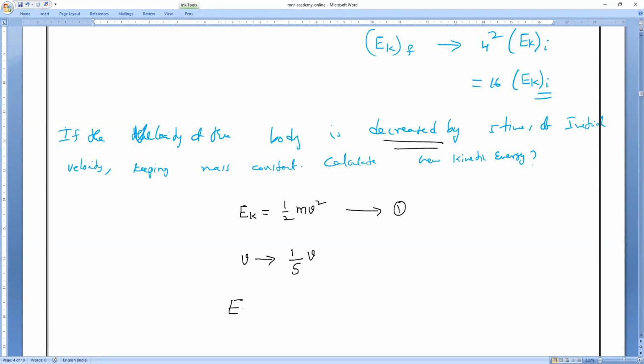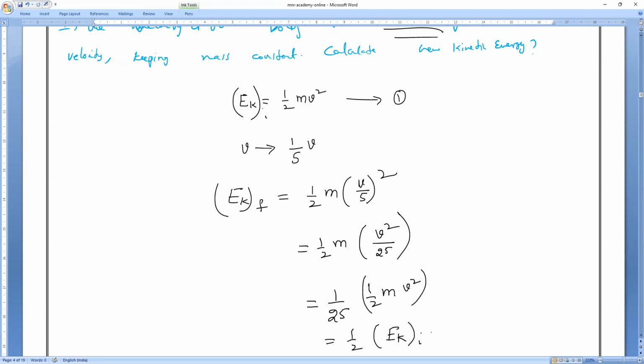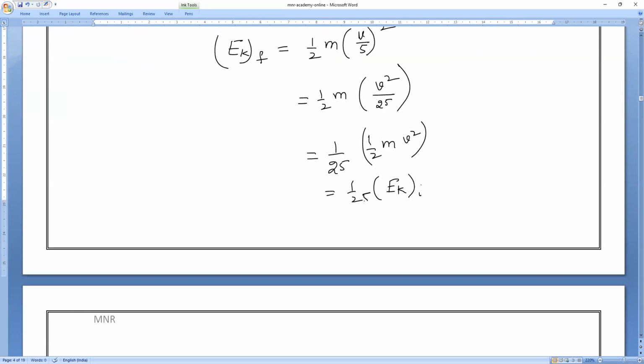So what is the new kinetic energy? They are asking for the final kinetic energy. So this is equal to half into m into v by 5 whole square. Clear? So 5 square means v square by 5 square. 5 square means how much, everybody? 25. So 1/25 will come up. So half into m into v square, which equals the initial kinetic energy, times 1/25. So that is the final kinetic energy.